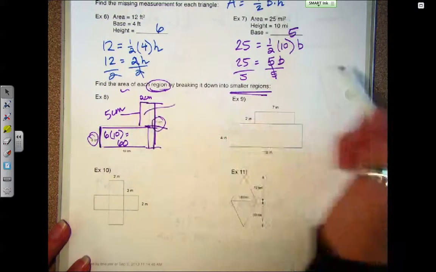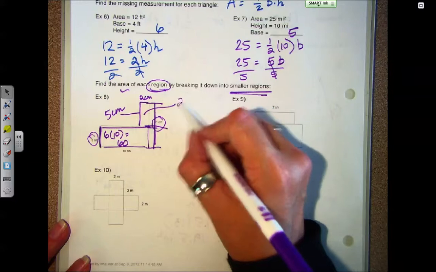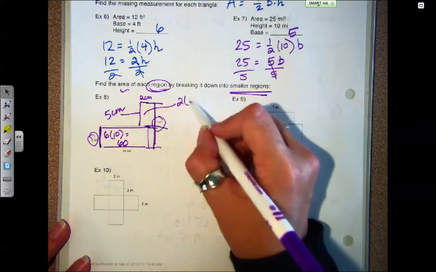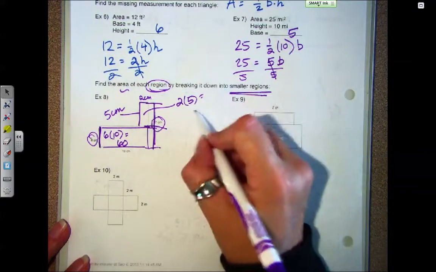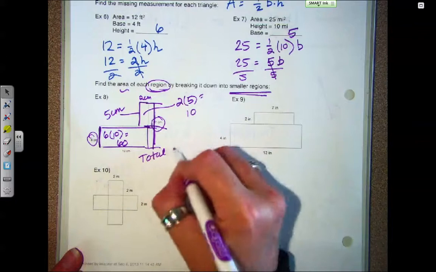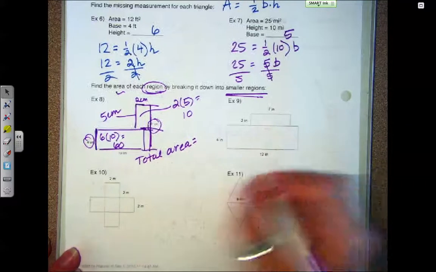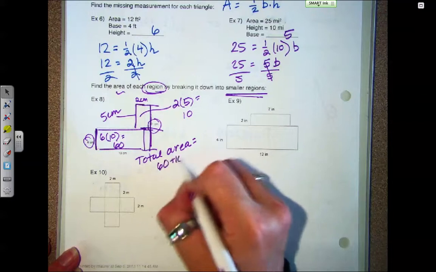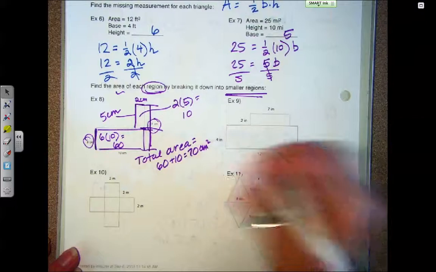So the smaller rectangle has dimensions of what? 2 by 5. Which gives us what for an area? 10. So now how do I find the total area between those 2 rectangles? You add those together. So my total area is equal to, what am I going to add together? 10 plus 60, which gives us 70 centimeters squared. Very good.